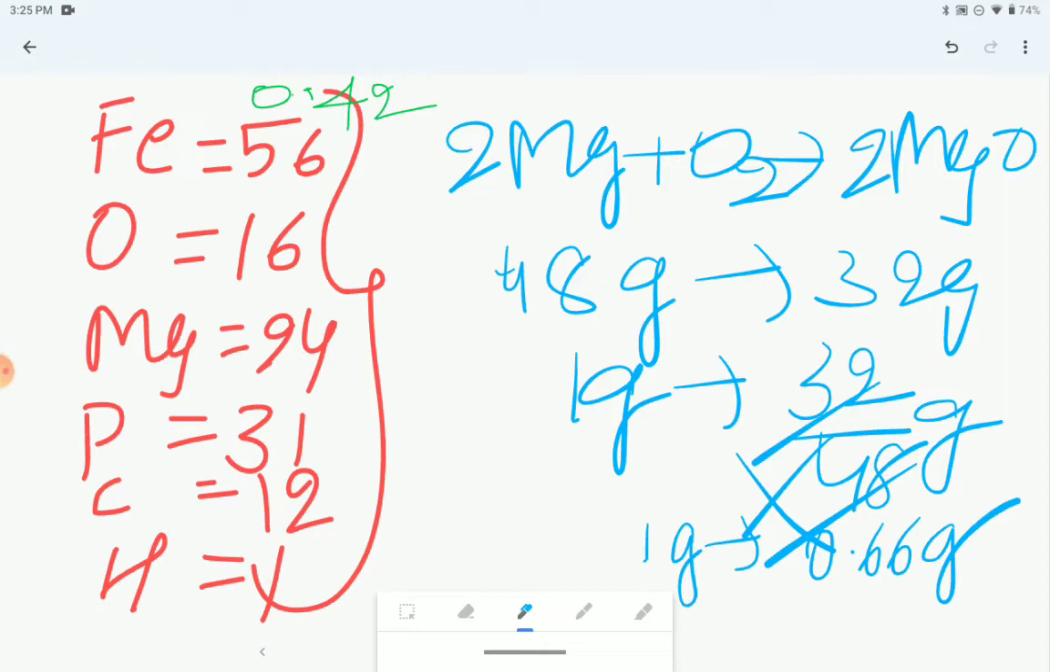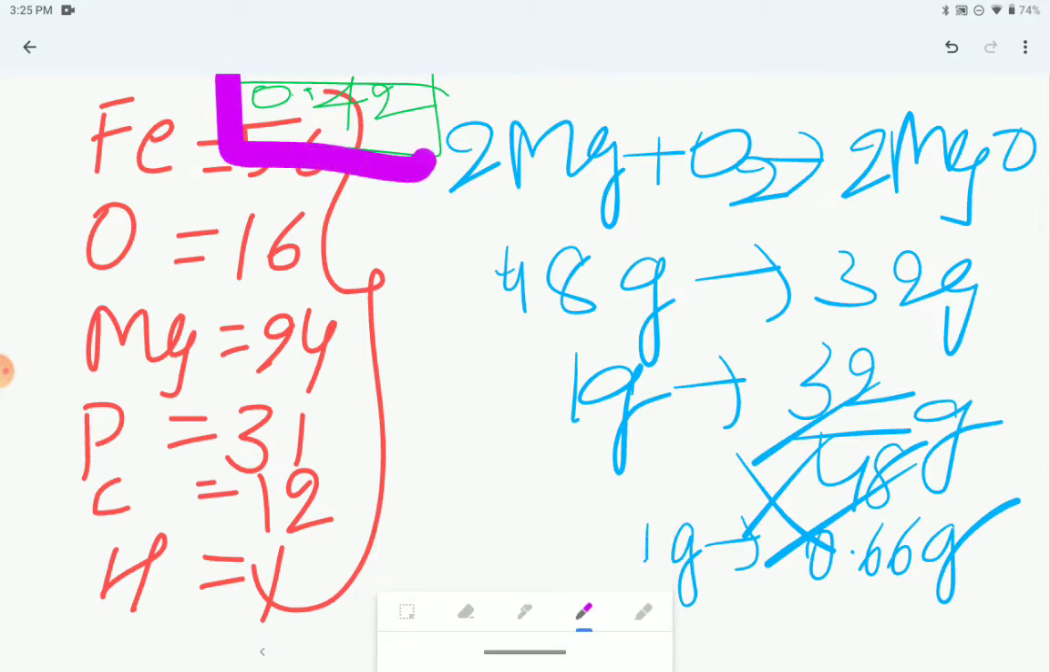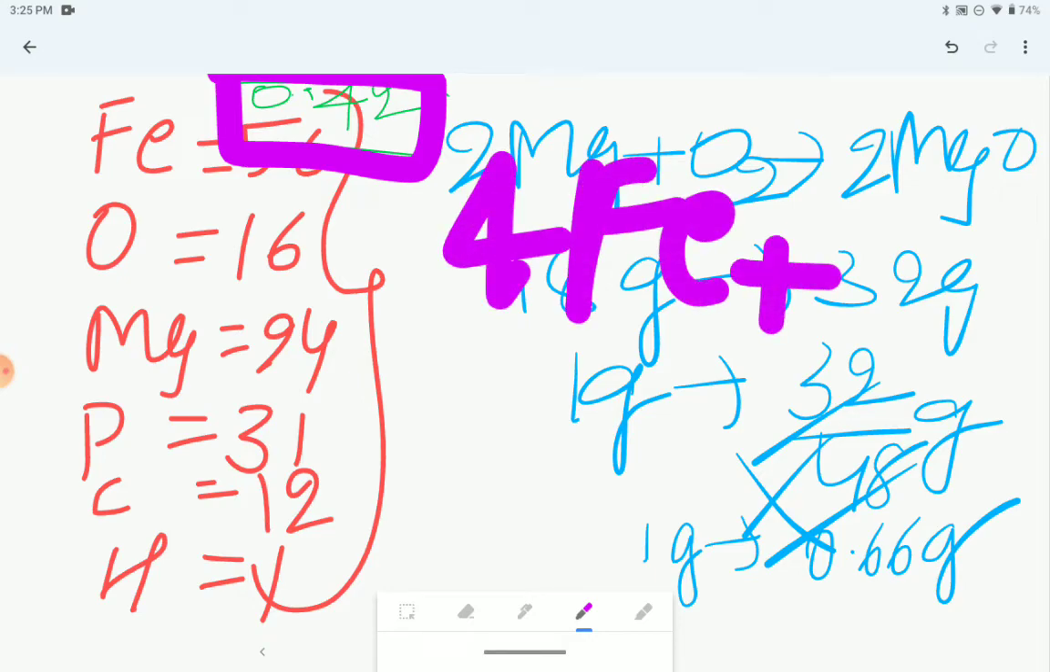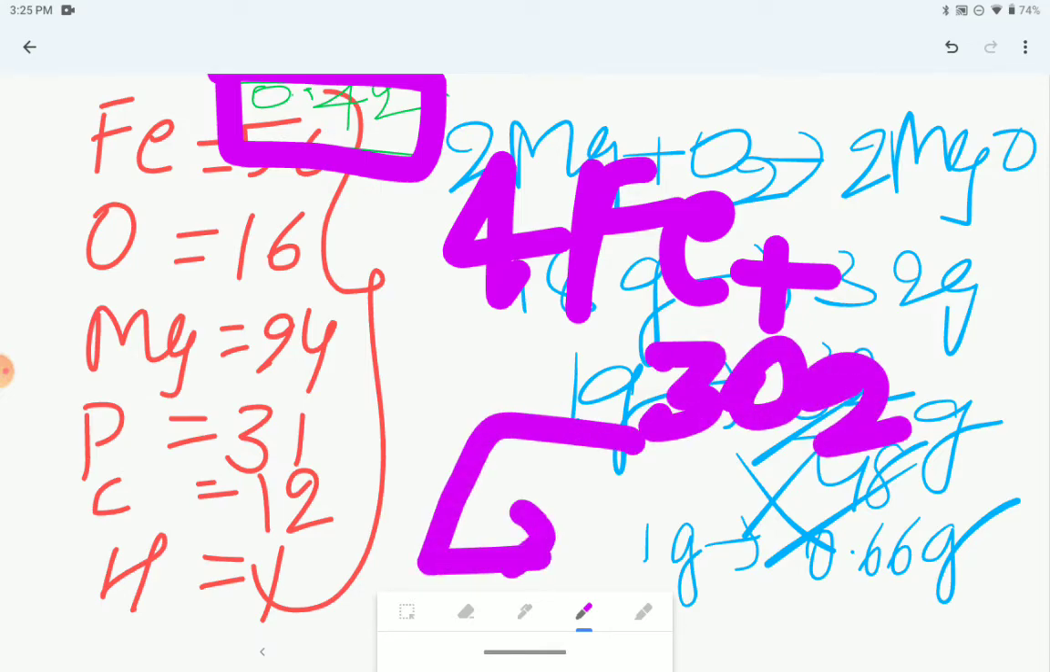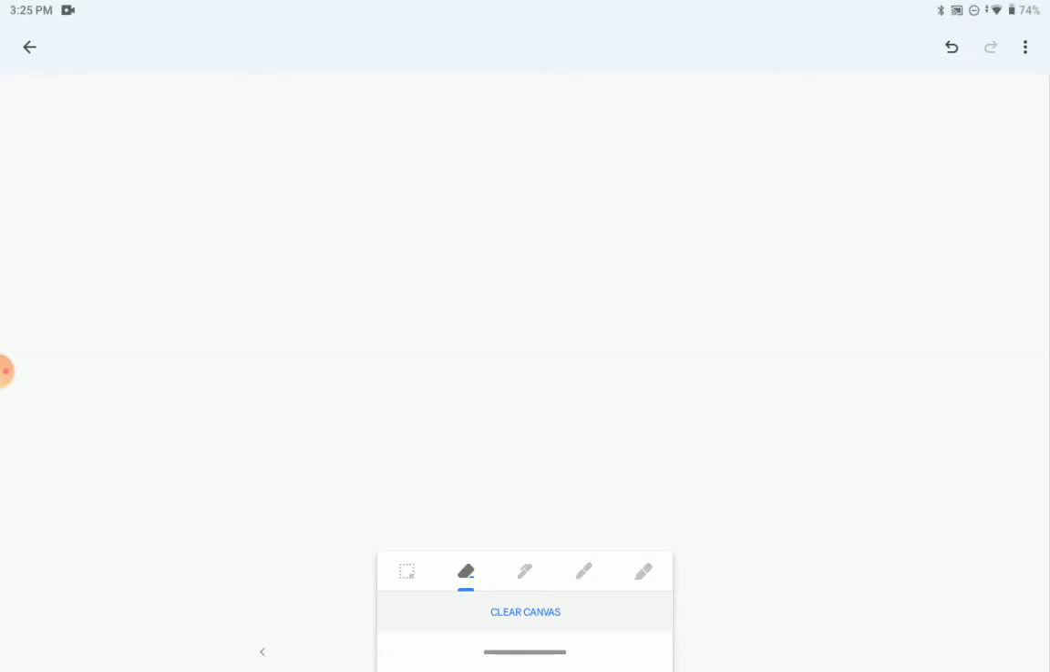So the perfect answer for our question will be this one, 0.42. This comes out to be the answer, and option 1 is the right answer, which is 4Fe plus 3O2 gives rise to 2Fe2O3.